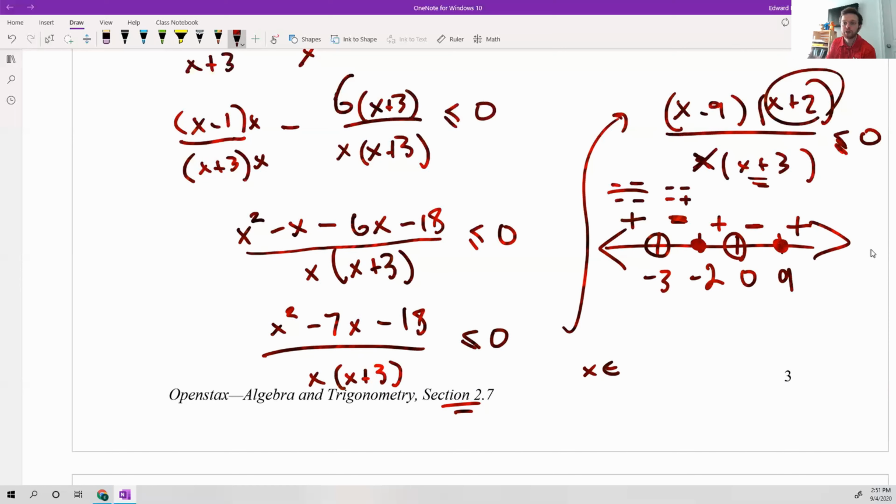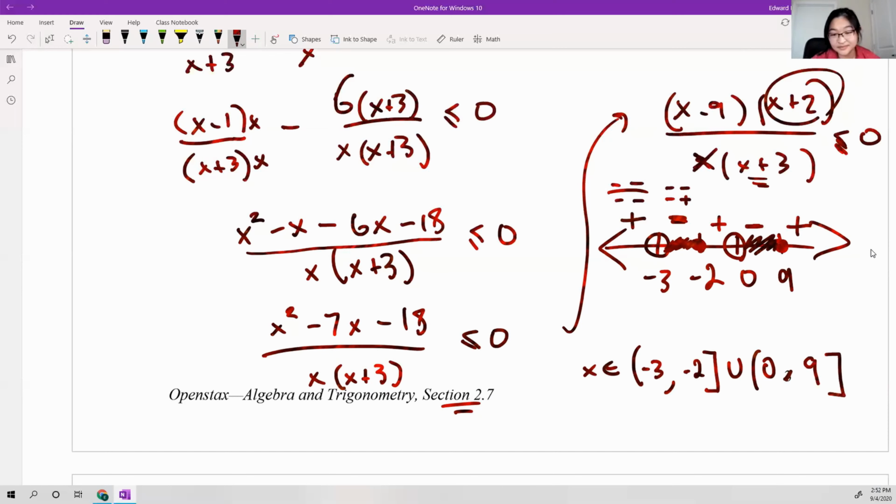Feel free, everyone, to go to desmos.com and graph what we've started with here, the left-hand side, and see what this graph does. It's pretty interesting. It's really pretty, actually, because if you do it with the inequality, then you get the dashed and the solid lines. We want the negative stuff, and we're going to be left with negative 3 non-inclusive to negative 2 inclusive, union, 0 non-inclusive to 9 inclusive.